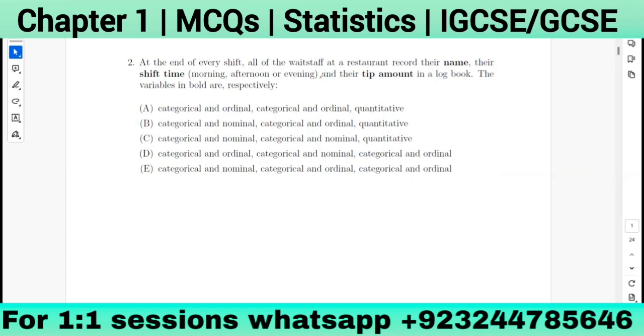At the end of every shift, all of the wait staff at a restaurant record their name, their shift time, which can be morning, afternoon, or evening, and their tip amount in a logbook. The name is categorical and nominal. Shift time is categorical and ordinal because it is in order: morning, afternoon, evening. Tip amount is quantitative. So B is the correct answer.